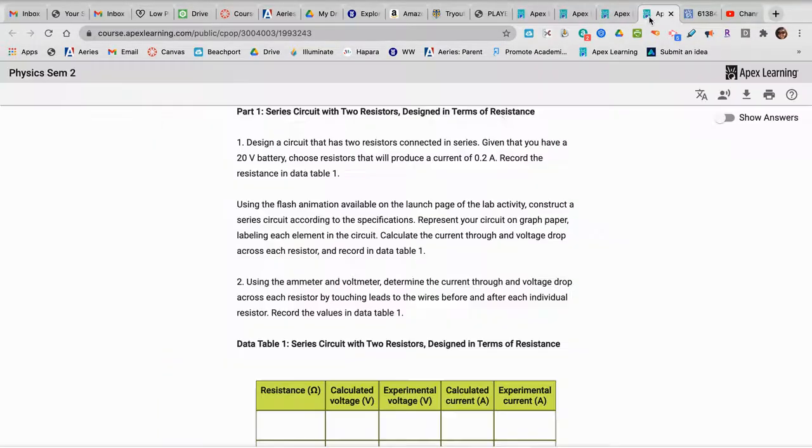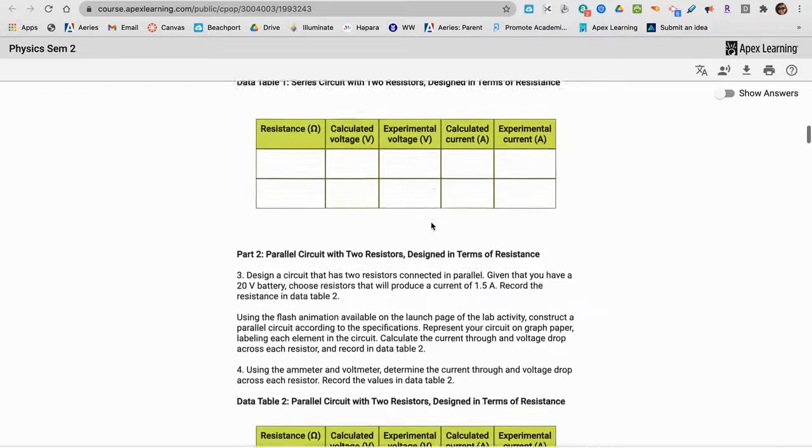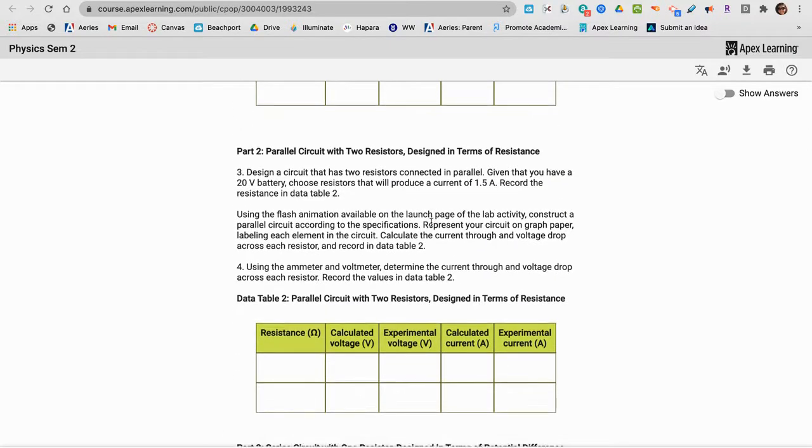And so you'll continue to do that over and over again with different challenges. Okay, so for example, part 2 says design a circuit that has two resistors connected in parallel. All right, here's the voltage they want you to use. Here's the current they want you to get. So you'll have to figure out what resistances those two resistors in parallel should have in order for me to get a 1.5 amp current.